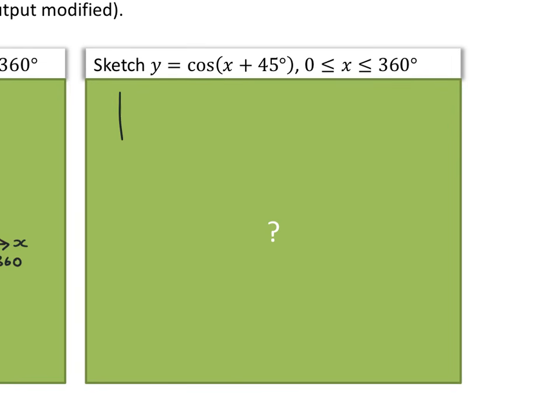So I always start by drawing the graph, okay? And there it is. I know this is 360. I know this is 270. This is 180. This is 90. Okay, I know this is 1 and this is minus 1. So this is my sketch of the cos graph. And it says x plus 45. Is it inside or outside the bracket? Inside. Who does it affect? X. And what am I going to do to all my x coordinates? I'm going to minus 45 from them.